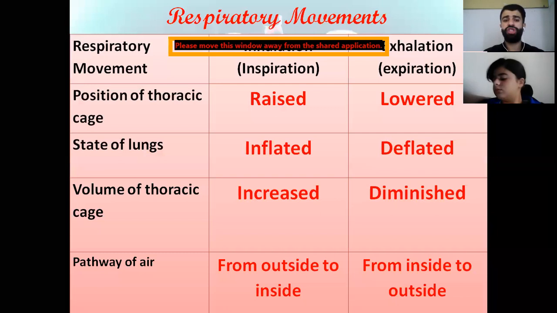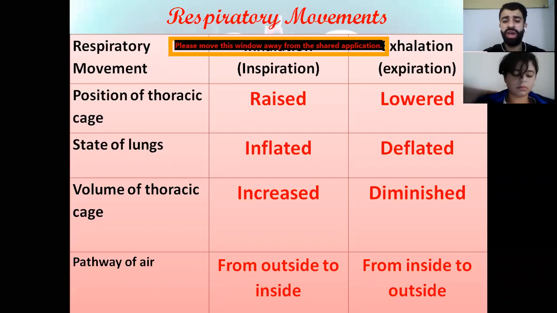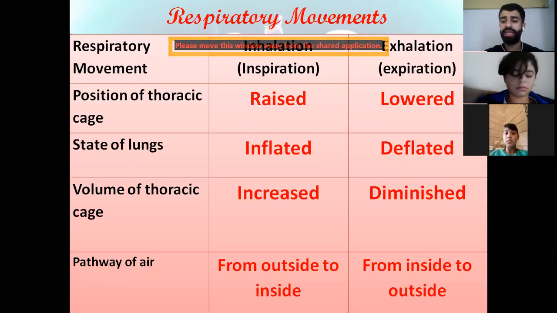We said that during inhalation, the thoracic cage is raised, and during exhalation, the position of the thoracic cage is lowered. State of the lungs: during inhalation, the lungs are inflated, meaning that they are full of air, while during exhalation they are deflated. Thoracic cage volume: the size of the thoracic cage will increase, while during exhalation its diameter will decrease. Pathway of air: during inhalation, the air comes from outside to inside the body, while during exhalation, the air comes from inside to outside.